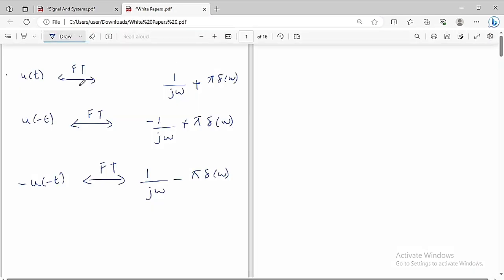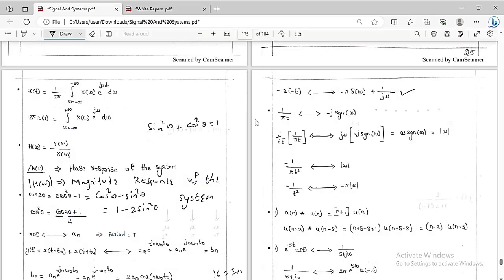So you have to remember the basic formula. For u of t, the Fourier transform is 1 by j omega plus pi into delta of omega. So for u of minus t, replace omega by minus omega. Delta of minus omega is delta of omega. Do the multiplication of minus on both sides, and we get 1 by j omega minus pi delta of omega. So these formulas you always have to keep in your mind.